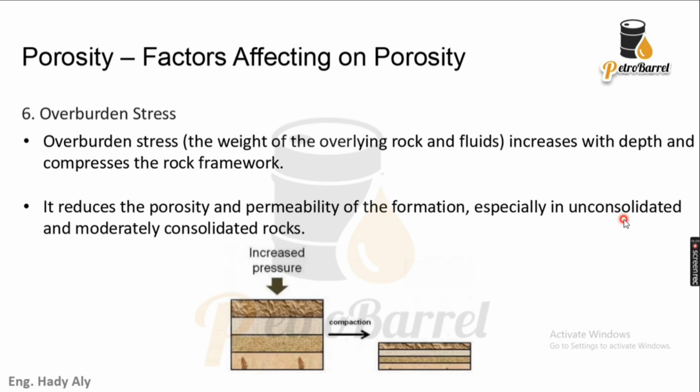But if I have highly consolidated rock, I have high cementing material, so I protect the pore spaces, so it gives me high values of porosity and permeability in comparison with unconsolidated formation, in which the movement of the grains and the process of compaction are very easy. So based on this, in unconsolidated or moderately consolidated rocks, the effect of the compaction on porosity and permeability is high, reducing the value of porosity and permeability. So this is the factor number 6.